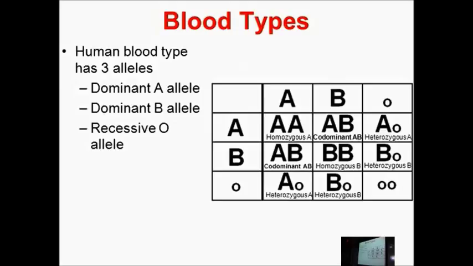Same with blood type B. B is dominant, O is recessive. So the only way you can have type O blood is if you inherit not 1 O allele, but 2 O alleles.